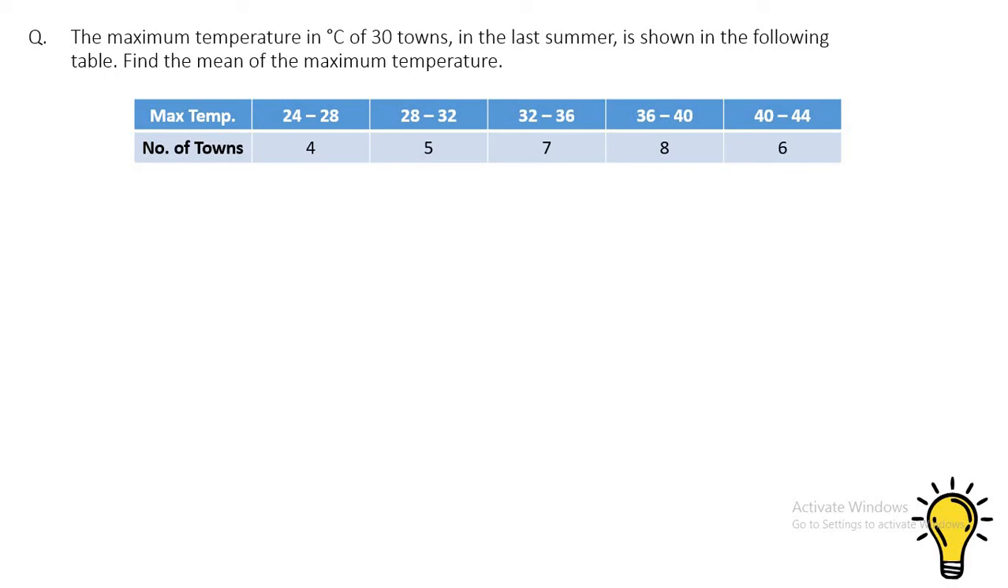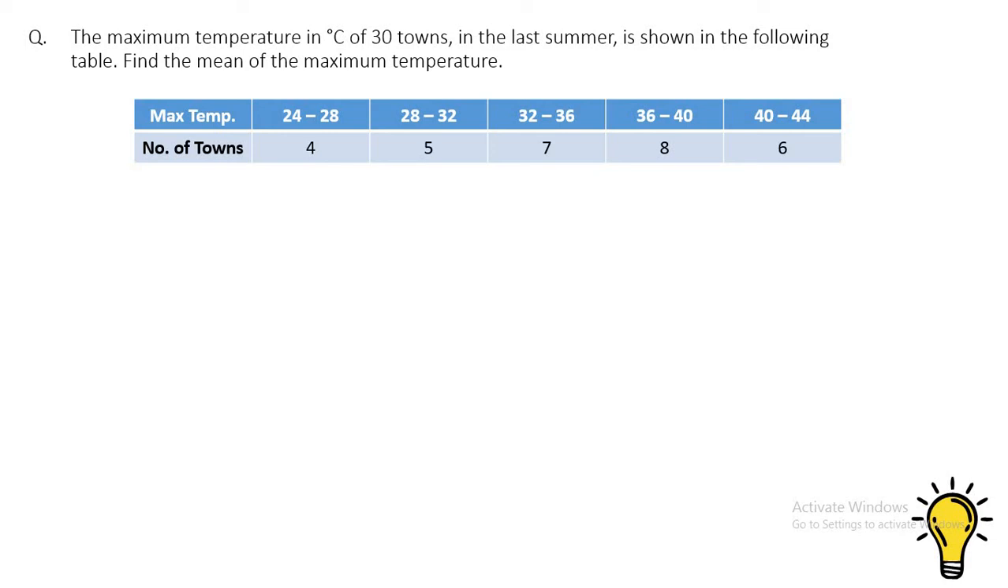Now as you can observe in the question, you are always given certain data. Can you guess which one is the class interval and which one is the frequency? You are right, students. The maximum temperature is the class interval. As you can observe, there is a lower limit as well as an upper limit, whereas the number of towns is the frequency. So let's get started and find the solution for this.